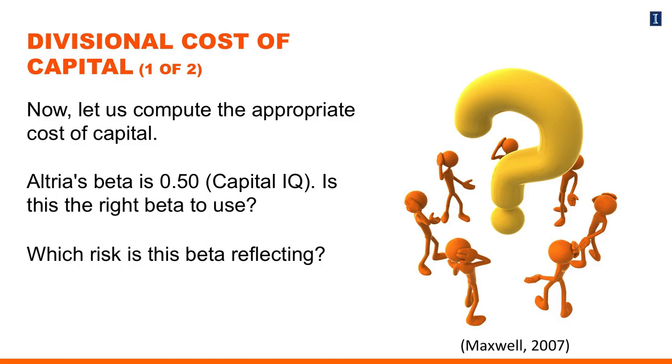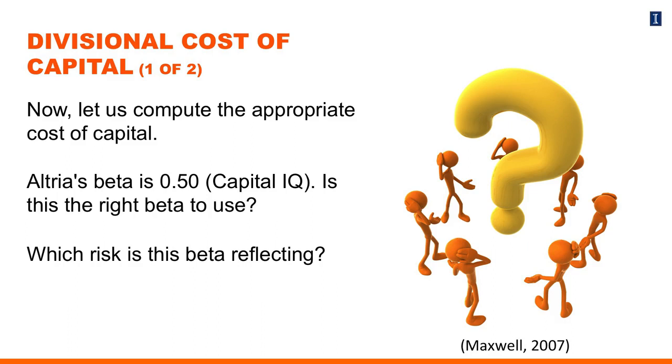Just go to Capital IQ or do a regression, okay? You'll find out that Altria also does not have a very high beta. Similar to PepsiCo, Altria's beta is 0.5, okay? We can use the range and all that. The bottom line is that Altria will have a lower beta, okay? Maybe between 0.4 and 0.7 like PepsiCo.